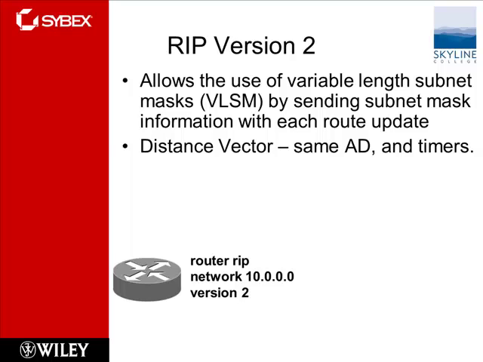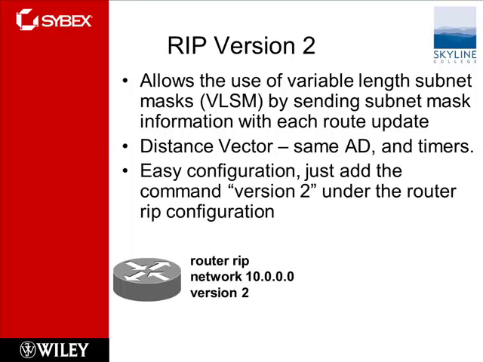That it had a variable length subnet mask, that it used multicast instead of broadcast, and that you could use authentication. You can authenticate between the routers as you send route updates. So that somebody couldn't plug a router into your network with RIP and just start sending routes to your router. That can, not a real big deal, but can be an issue. The configuration is easy. If you want to change from version 1 to version 2, type version 2. That's it.